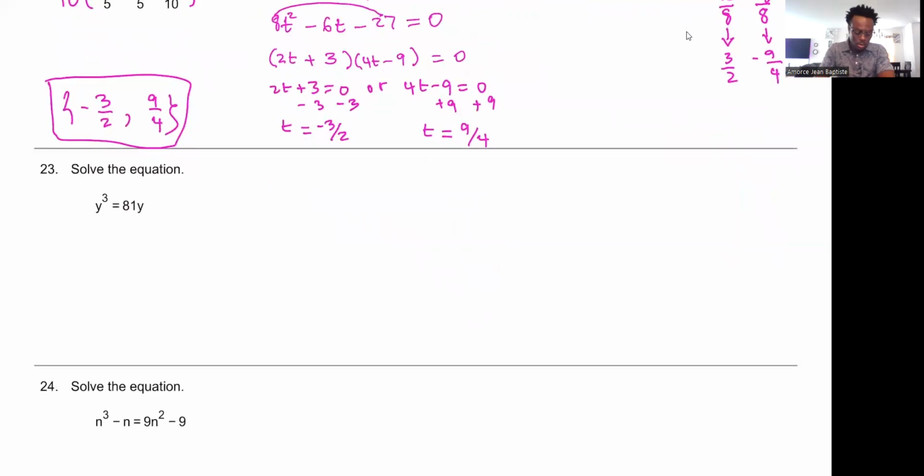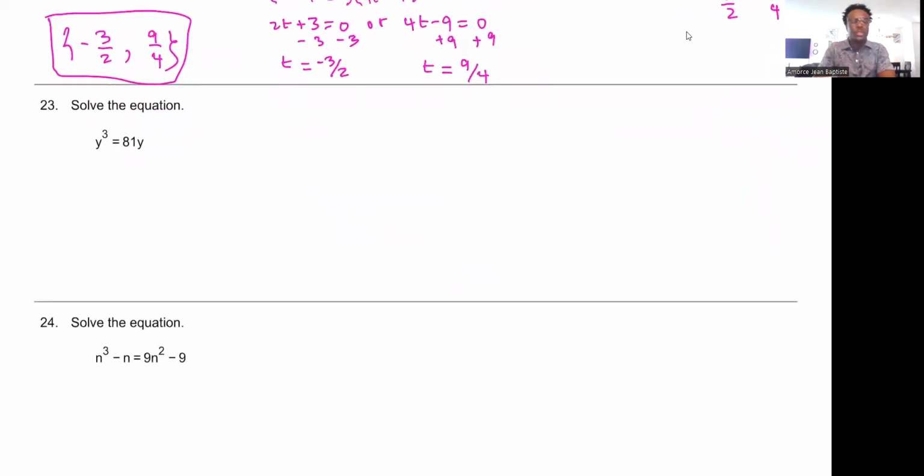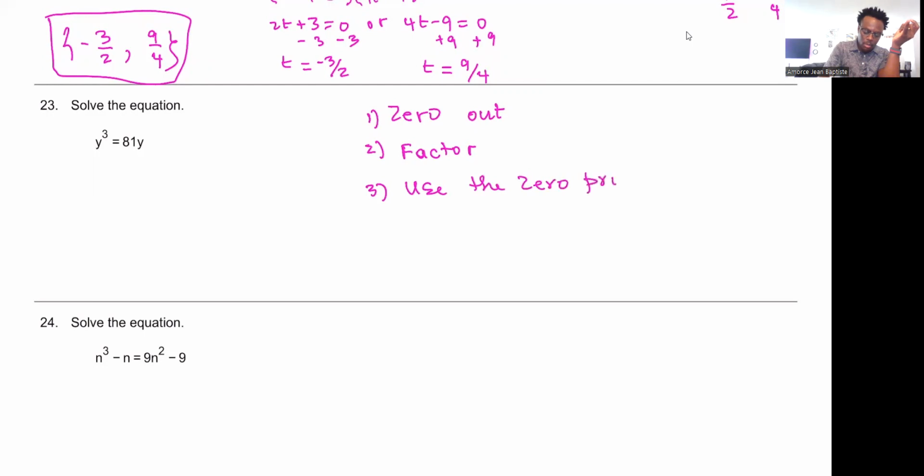Our next problem is the same thing that we've been doing: zero the equation out, factor, and use the zero product property. Zero the equation out, factor, use the zero product rule.